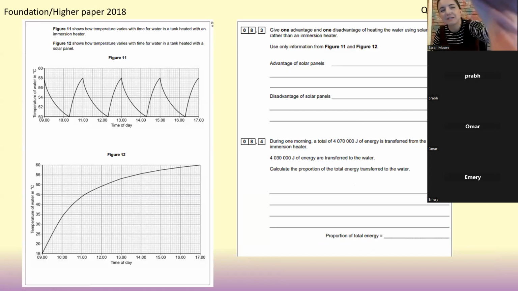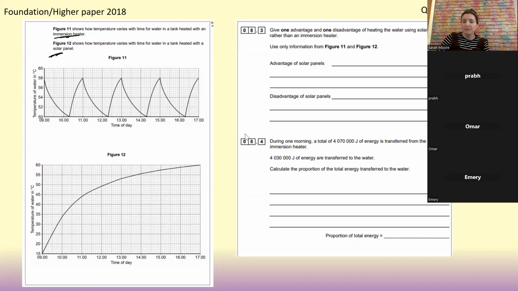So this is from higher foundation. This is one of these questions at the top end of the foundation paper and it appears on the lower end of the higher, so it's one of those crossover questions. We're given 2 pieces of information. Figure 11 shows us how temperature varies for water in a tank heated with an immersion heater. Figure 12 shows us how temperature varies when water is heated with a solar panel.